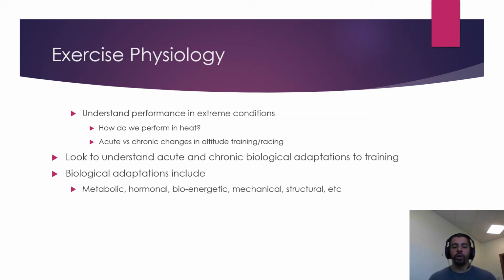So, skipping this, let's just go to what we try to do. As exercise physiologists, we try to understand acute, i.e. the short term or immediate, and chronic, the long term biological adaptations to training, right? So if I go to the gym 3 times a week, what will that do to my body composition? If I lift weights 3 times a week, is that going to raise my body fat? Is that going to lower my body fat? And to what extent on each side? And we can quantify these things. And that is what we do.